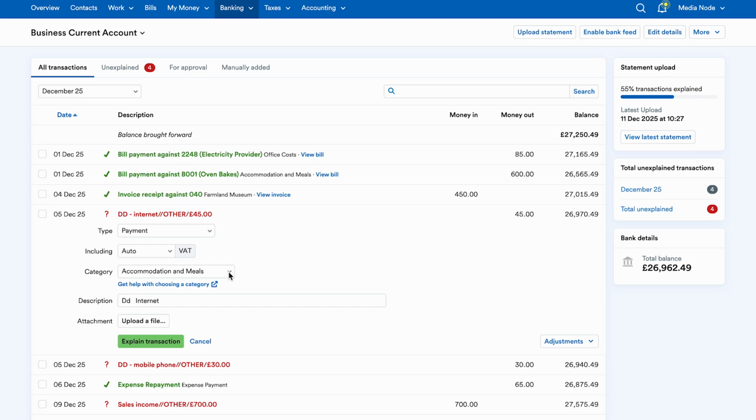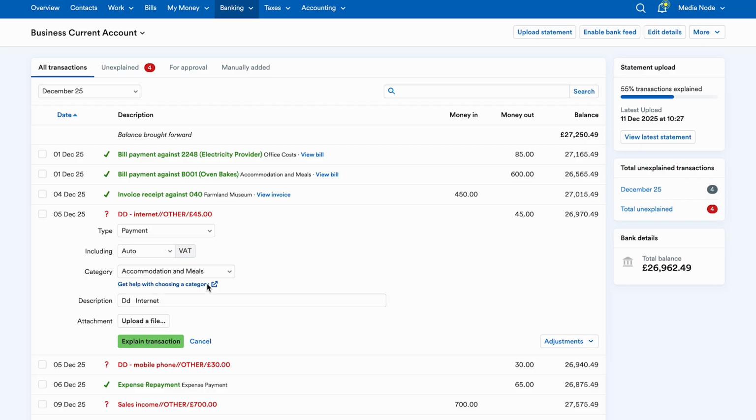FreeAgent cannot advise which category to allocate a cost to because we're not authorised by HMRC to provide accounting advice, but I'll go through a list of standard categories for day-to-day business running costs and provide some examples of what you might use them for. If none of the available categories are suitable for a cost, you can create a custom cost category for it.